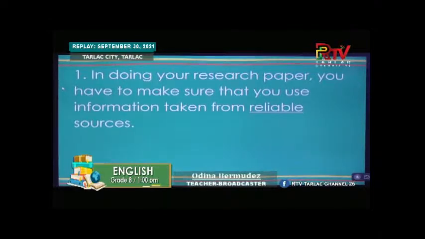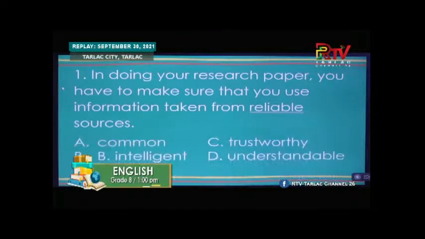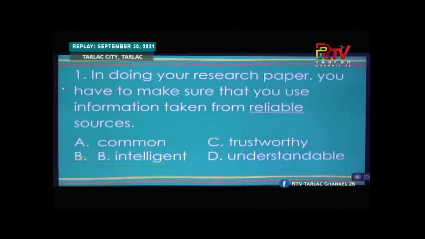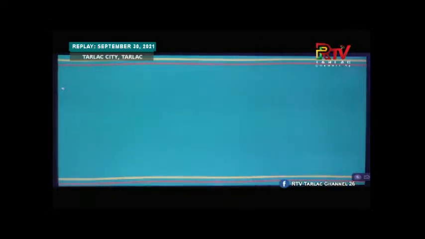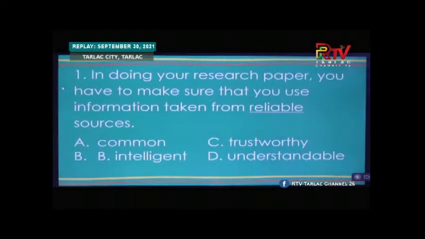Number 1. In doing your research paper, you have to make sure that you use information taken from reliable sources. So the underlined word is reliable. Letter A, common. B, intelligent. C, trustworthy. And letter D, understandable.